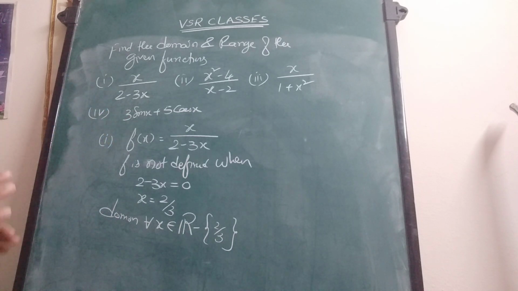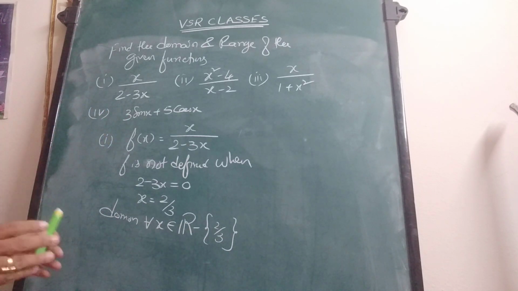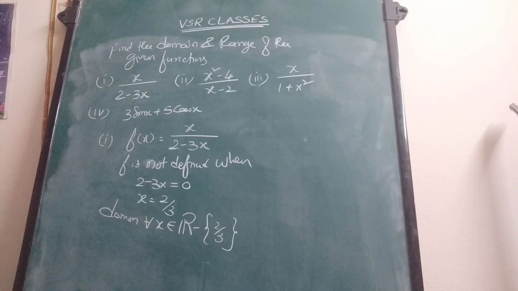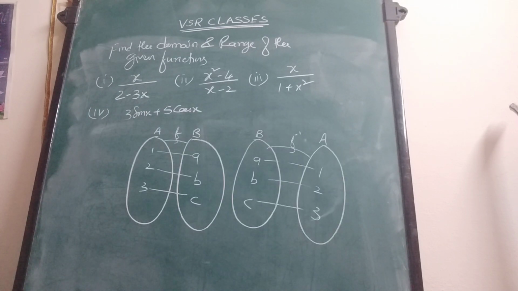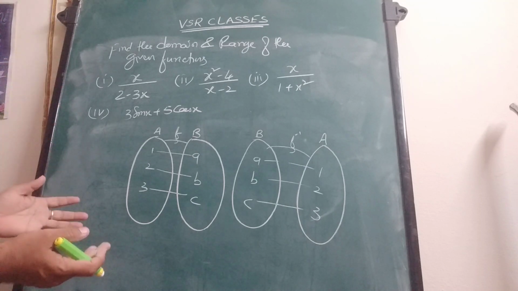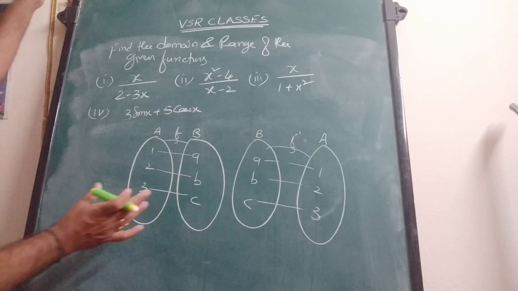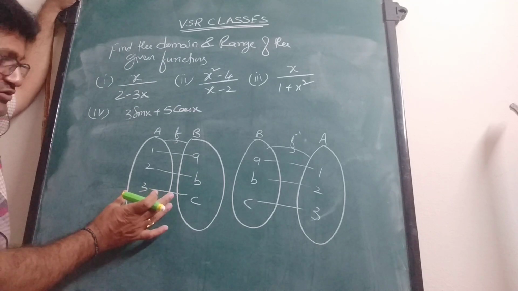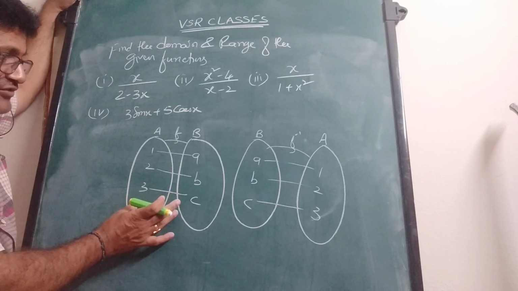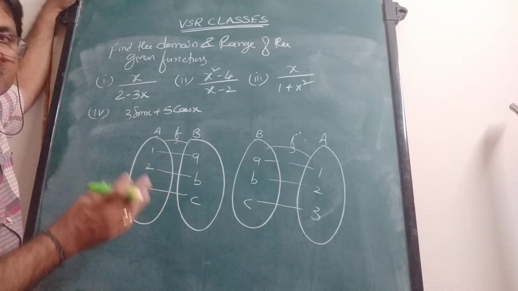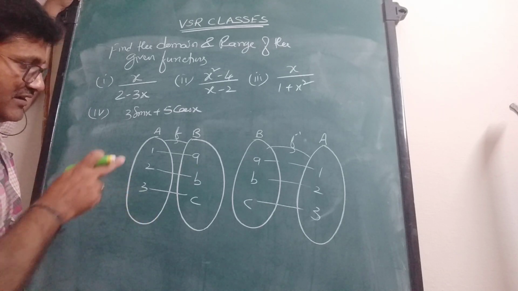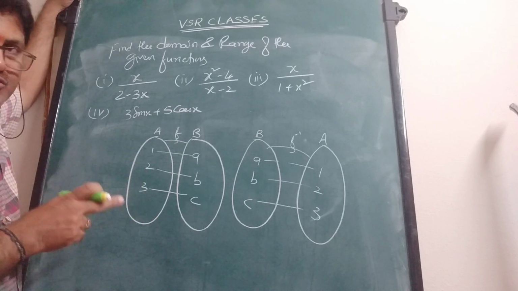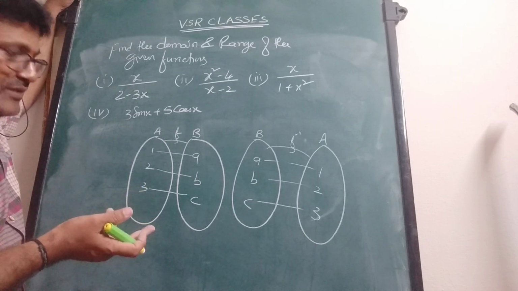Now we have to find the range. How to find the range? Listen children, whenever we have to find the range, we will go for the inverse function. Suppose this is a bijective function. For a bijective function only, the inverse function will exist. This is one-one as well as onto, so that it becomes a bijective function.